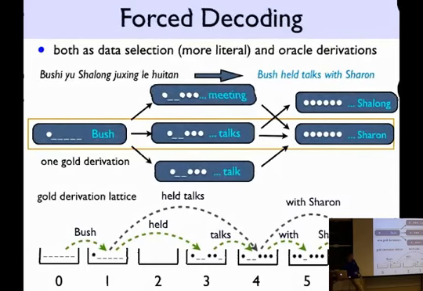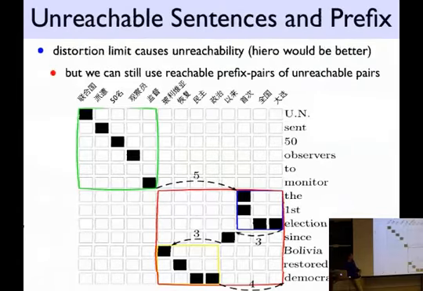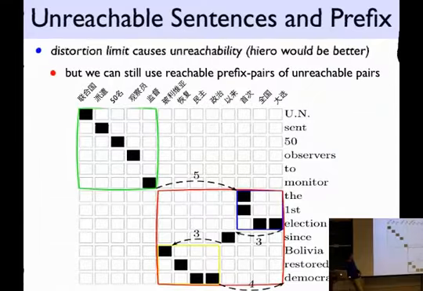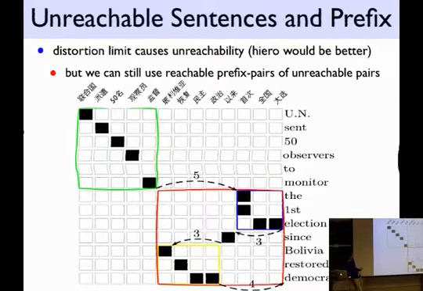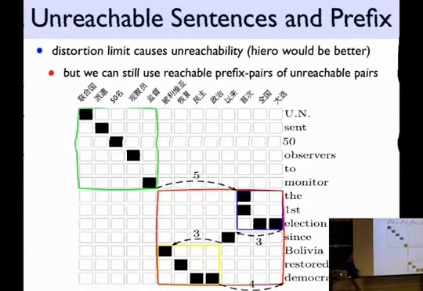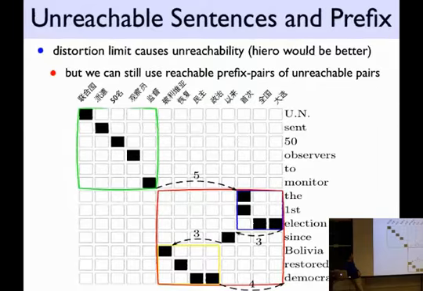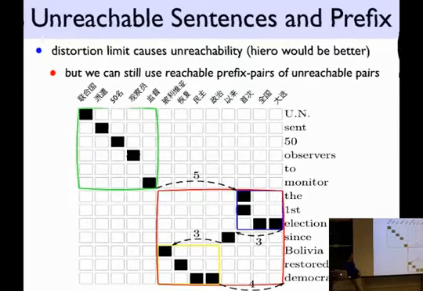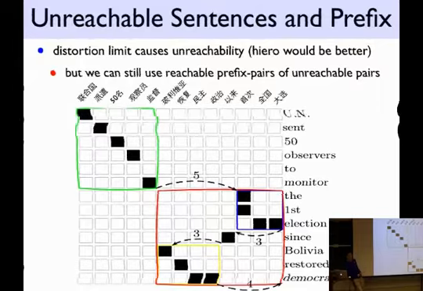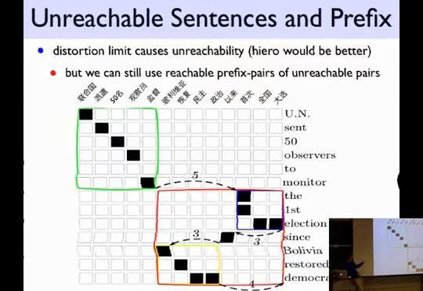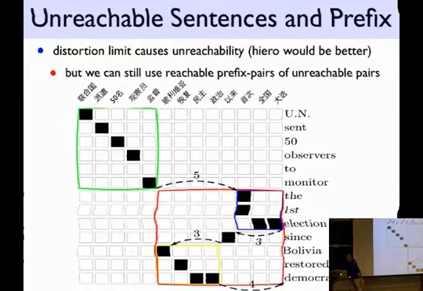In practice, there are cases where it's impossible to produce even one golden derivation. For example, in this case, this is a sentence from Chinese to English, and in phrase-based decoding, there's a distortion limit which does not allow you to jump too far, otherwise the decoding will be too slow. In this case, United Nations sent 50 observers to monitor. That's so far so good. These are the prefix. But then on the Chinese side, you jump to the first iteration, which is the Sichuan Daxuan, right? And this jump of 5 is not allowed if you have a distortion limit of 4. So this sentence pair will be called unreachable in forced decoding.